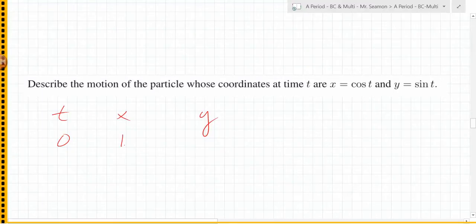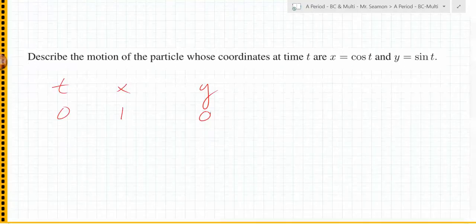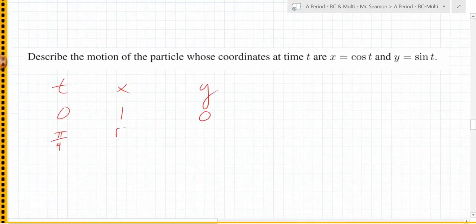What's sine of 0? 0. What's another good trig value that we could have? How about pi over 4? It's going to be root 2 over 2 and root 2 over 2.